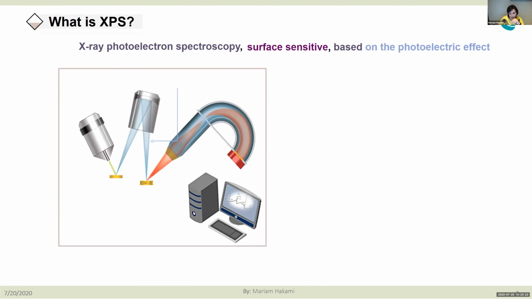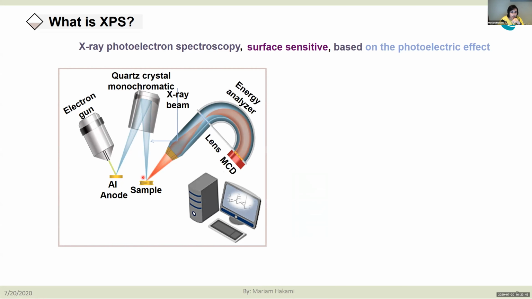And here is the schematic diagram of the components of the XPS. Here we have an electron gun that shines electrons onto the aluminum anode, and then the X-rays go to the quartz crystal monochromator, which will focus the X-ray beam onto our sample. Our sample will release photoelectrons, which go into the energy analyzer, and then finally to our computer.